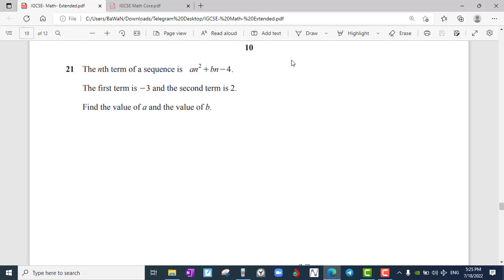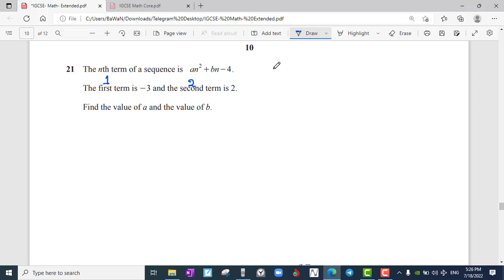Question 21. The nth term of a sequence is an squared plus bn minus 4. The first term is -3, the second term is 2. For the first term, I replace n by 1. For the second term, I replace n by 2. I'm going to get two equations.